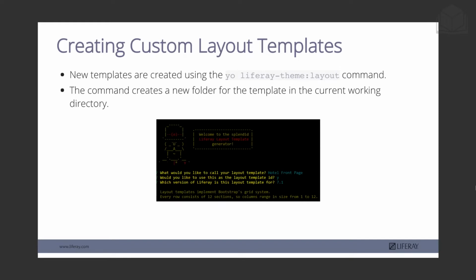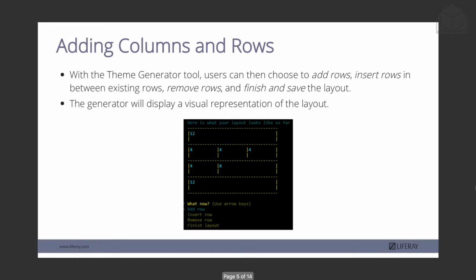This will make it very easy for us to generate new layouts, as we'll see when we build some together. We can continue using the theme generator to create our layouts, and this time it's simply going to be the yo liferay-theme:layout command. This will give us that wizard like we've seen before, where we can add the initial information about our layout, and then determine how the columns and rows should be set up.